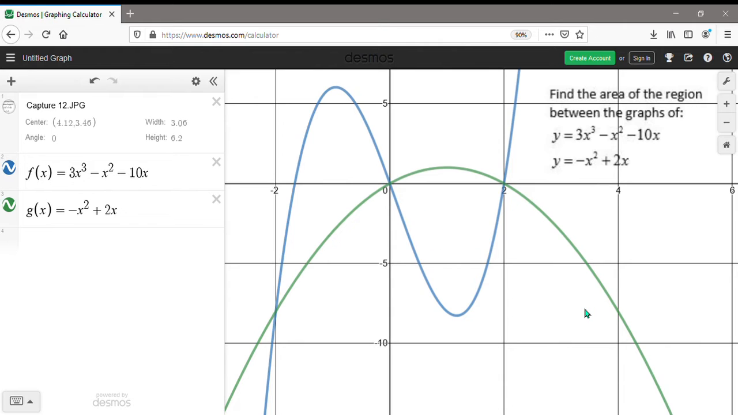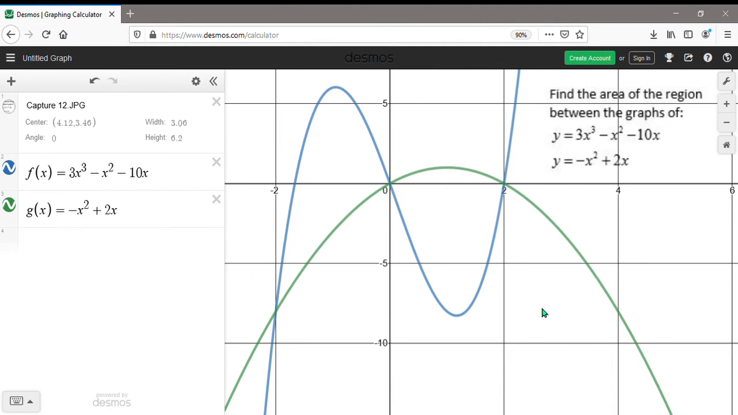Okay, a second key difference that separates this problem from most of the ones we've done so far. In this region here, the top curve is the blue one, which is the cubic, the bottom curve being the quadratic. And in this region, that flips. The top curve is the quadratic, the bottom curve is the cubic. So when we set up our formula, subtracting top minus bottom, it's going to flip for the two regions.